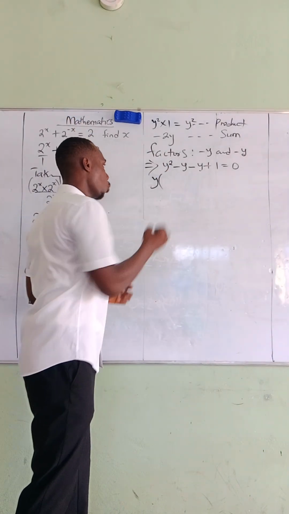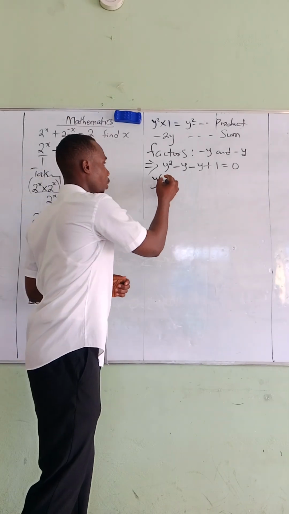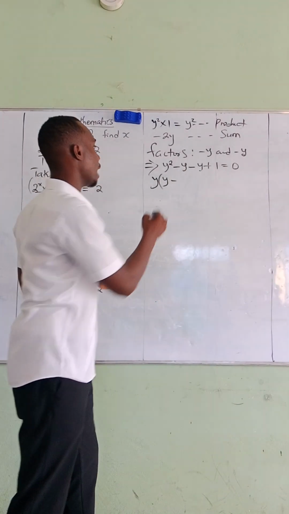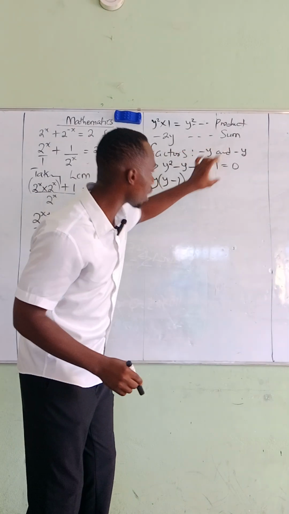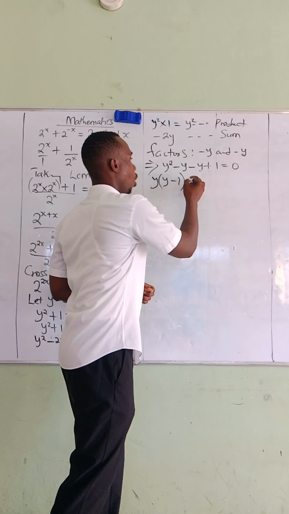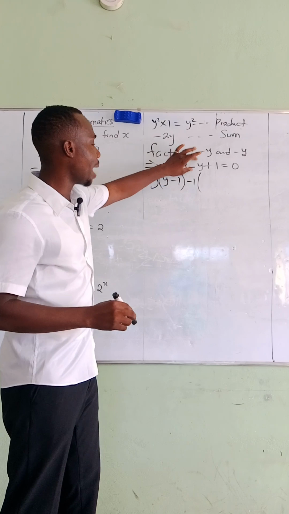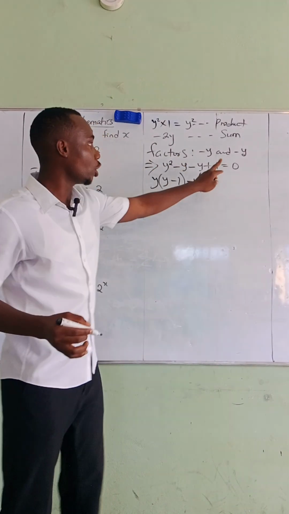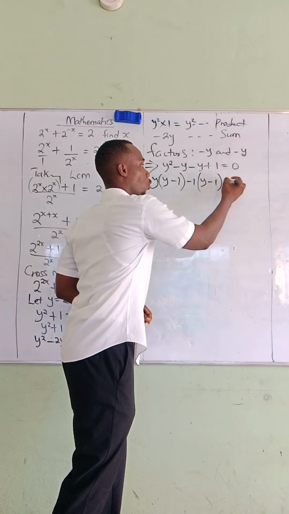The only letter that can go through y square and y is y. So we open a bracket. Y square divided by y gives us y. Minus y divided by y gives us minus 1. We close the bracket. So what can go through these last two? Minus 1. Minus y divided by minus 1 gives us y. Minus 1 divided by minus 1 gives us plus 1, equal to 0.